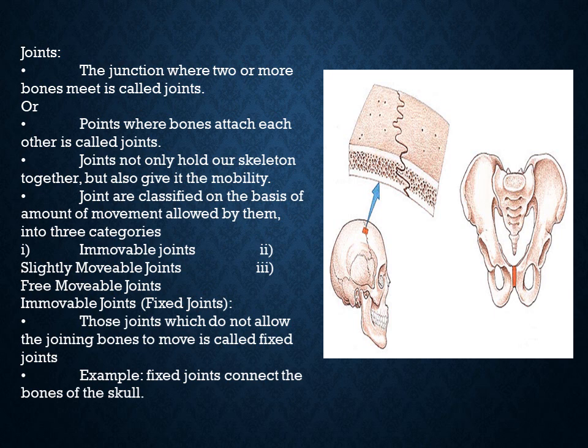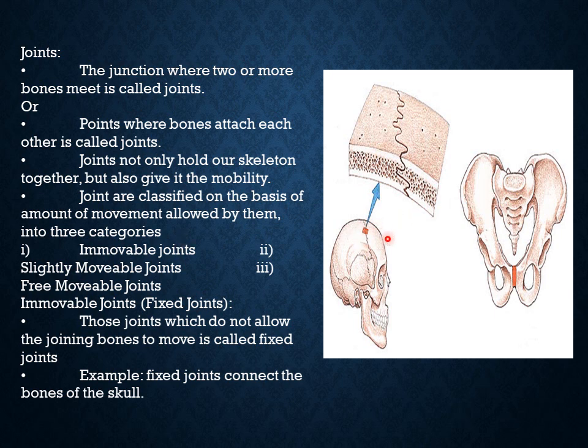Joints are classified on the basis of the amount of movement allowed by them into three categories: immovable joints, slightly movable joints, and third, freely movable joints. Immovable joints are fixed joints. Those joints which do not allow the joined bones to move are known as fixed joints, or immovable joints. Their example is the bones of the skull, as shown in this figure.